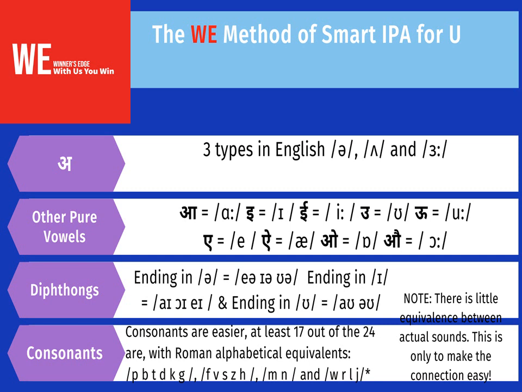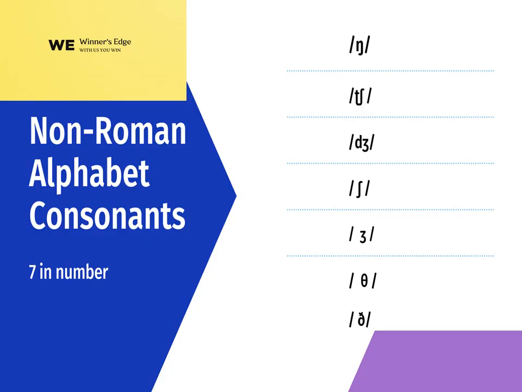Other sounds are pa ba ta da ka ga, same as they are written. Fa va sa za ha, same as it is written. Ma and na. There are 7 consonant sounds that are different from the way they are written.